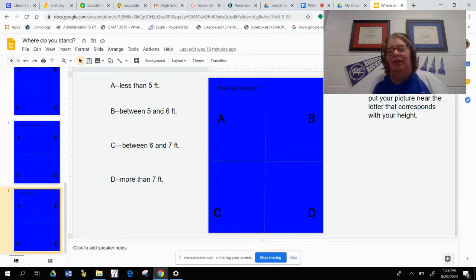Okay, even if we expand the domain to include parents, teachers, administrators, younger siblings, still each person's going to fit in only one of those categories. Everybody's going to have a place to go. Everybody would have a place to put their picture. Everybody has an answer, and everybody only has one answer. Nobody can have more than one at the same time. So that is a function.